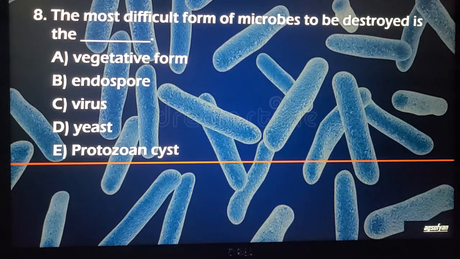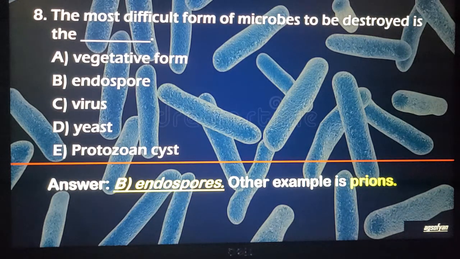8. The most difficult form of microbes to be destroyed is the A. Vegetative form, B. Endospore, C. Virus, D. Yeast, or E. Protozoan cyst. Choose your answer.